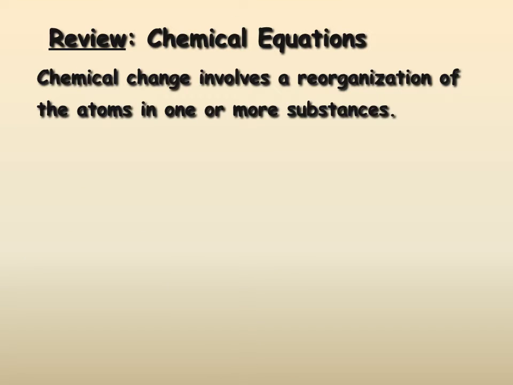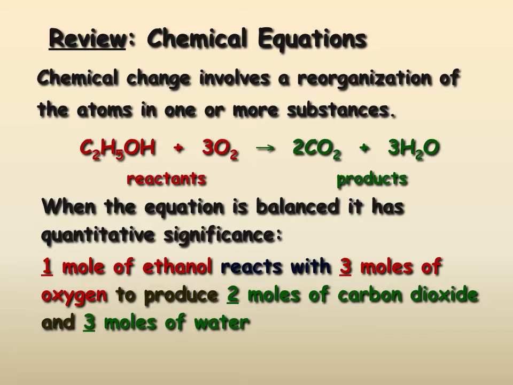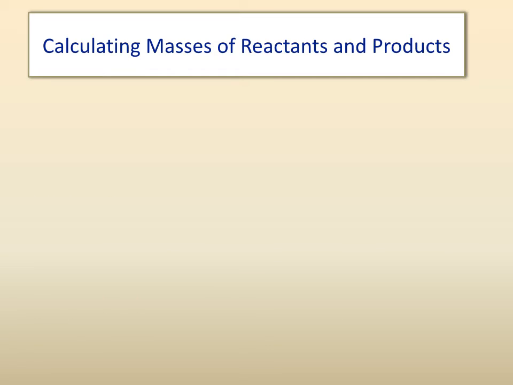So chemical changes involve reorganization of atoms. You have reactants going to products. When the equation is balanced, it has significance. So here in this one, we have 1 mole of ethanol reacting with 3 moles of oxygen to produce 2 moles of carbon dioxide and 3 moles of water. That is a quantitative significance, meaning it tells us how much is produced. Now, there are problems that need to be calculated when it comes to these.